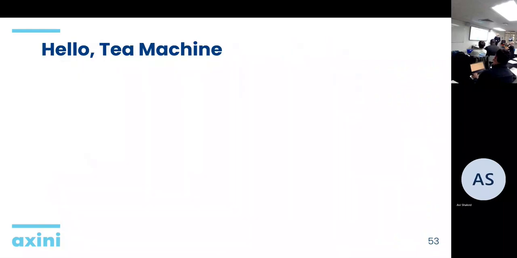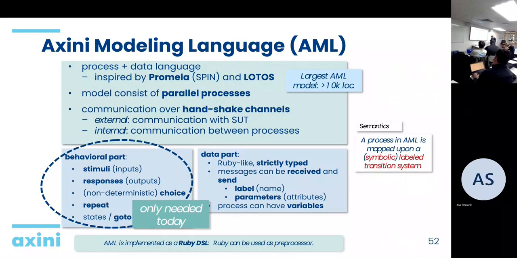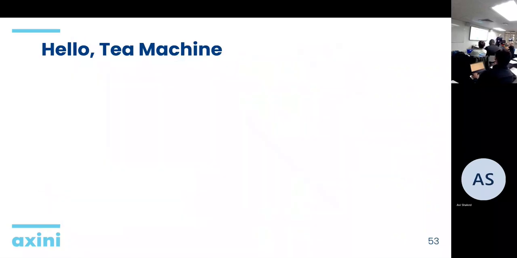This is the part that you need today, and you will get a quick reference guide where you can look up how to do it. So suppose you want to model this tea machine. We're in London anyway, so button T. How can you then model that?